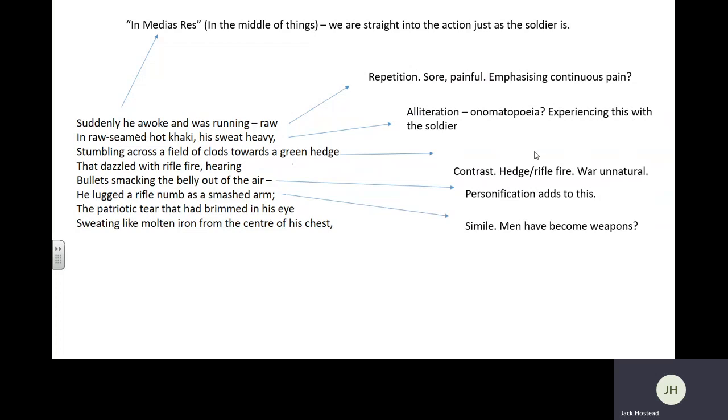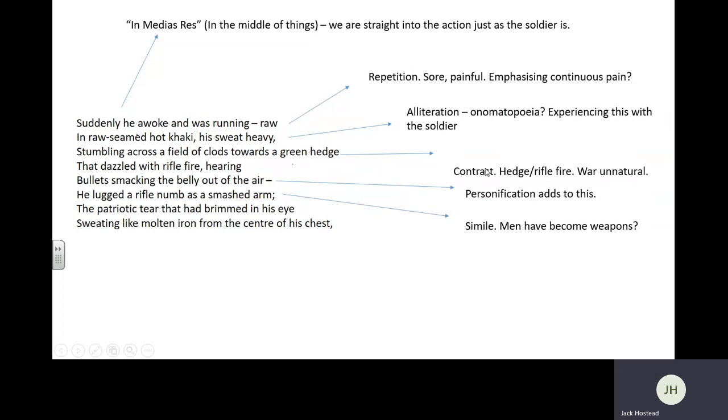"He loved a rifle numb as a smashed arm." So we've got a simile here. And it's comparing this rifle to a smashed arm. So almost like the rifle has become a part of him. The weaponry is becoming natural to men, and so almost like the men have become the weapons.